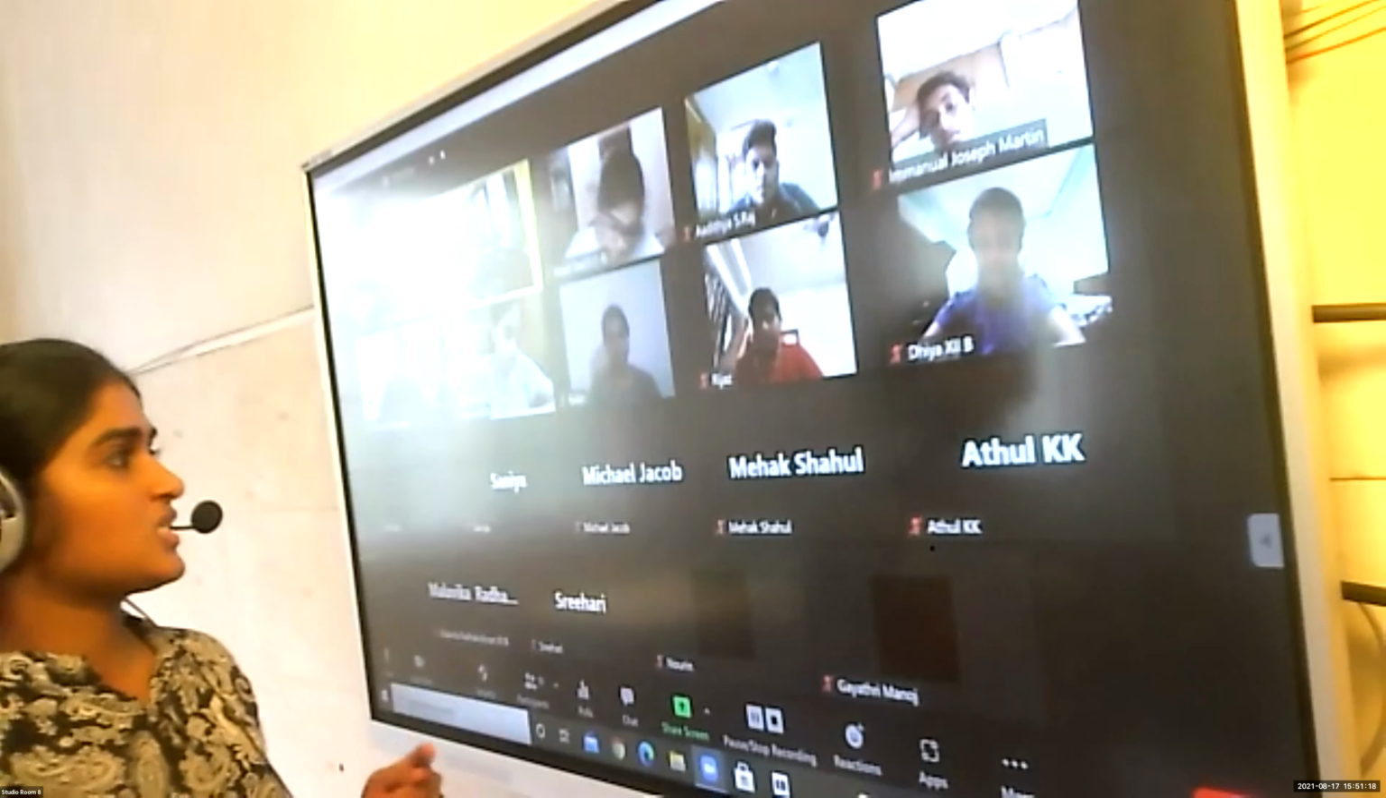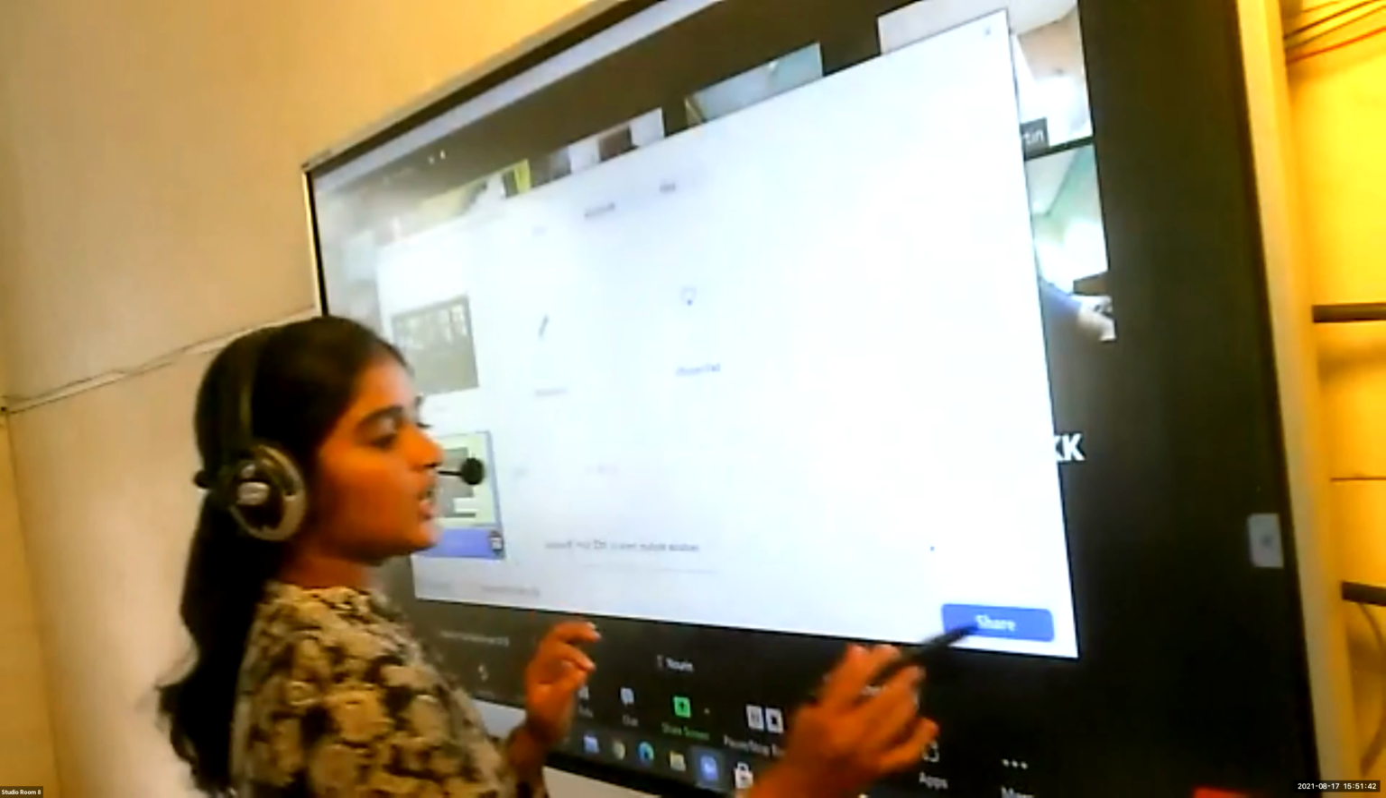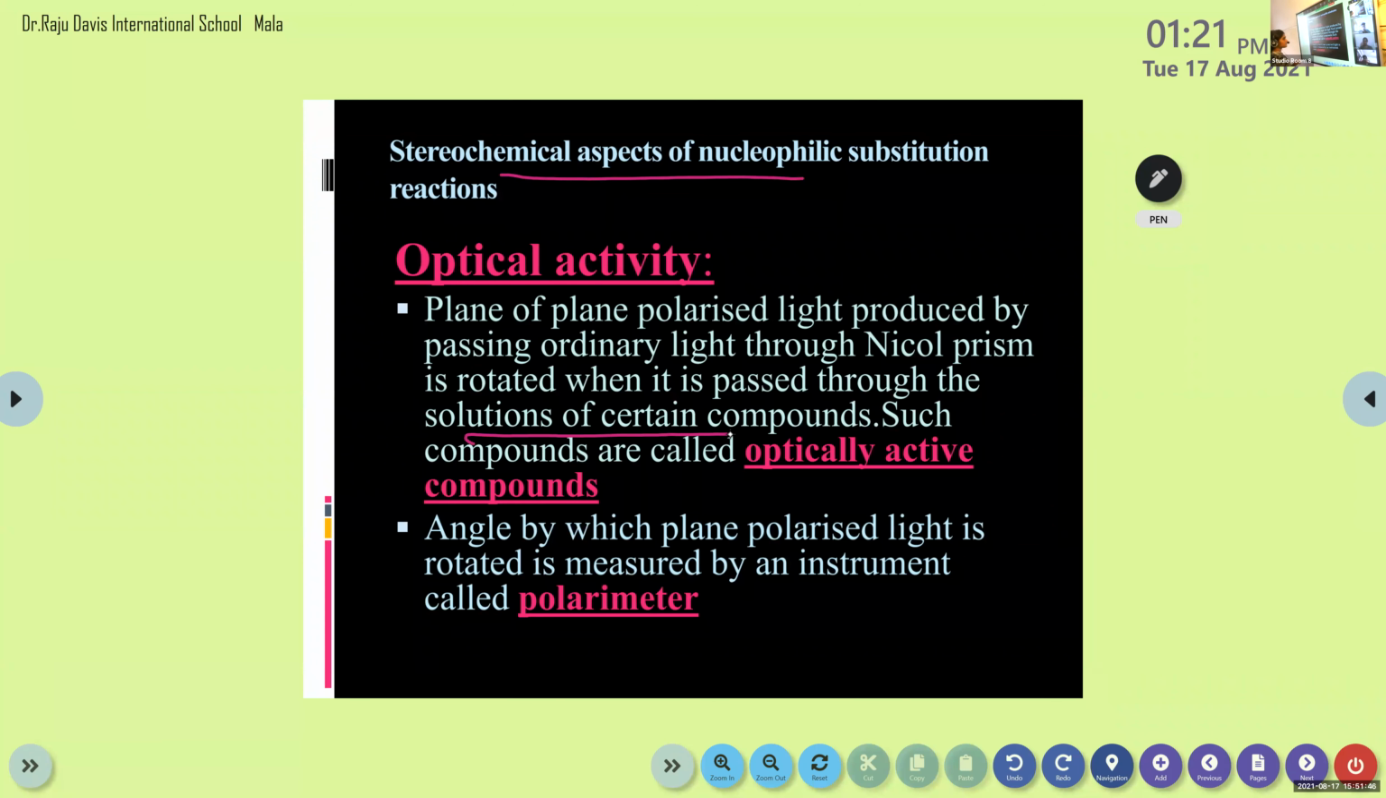So when ordinary light is passed through a Nicol prism, it will be converted to plane polarized light. And when this plane polarized light is passed through certain solutions of compounds, it is rotated. Such compounds are called optically active compounds, and this phenomenon is known as optical activity.